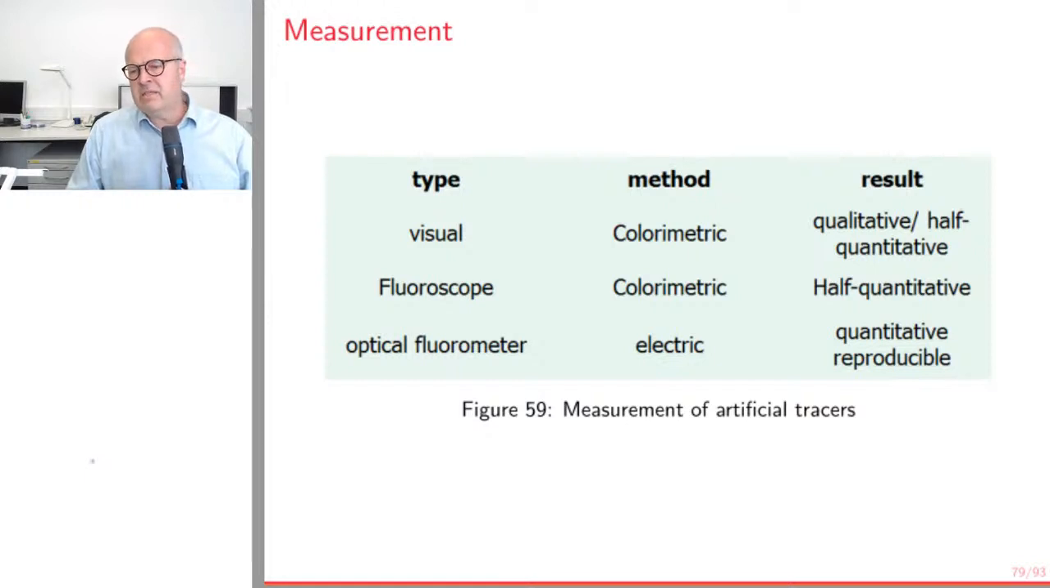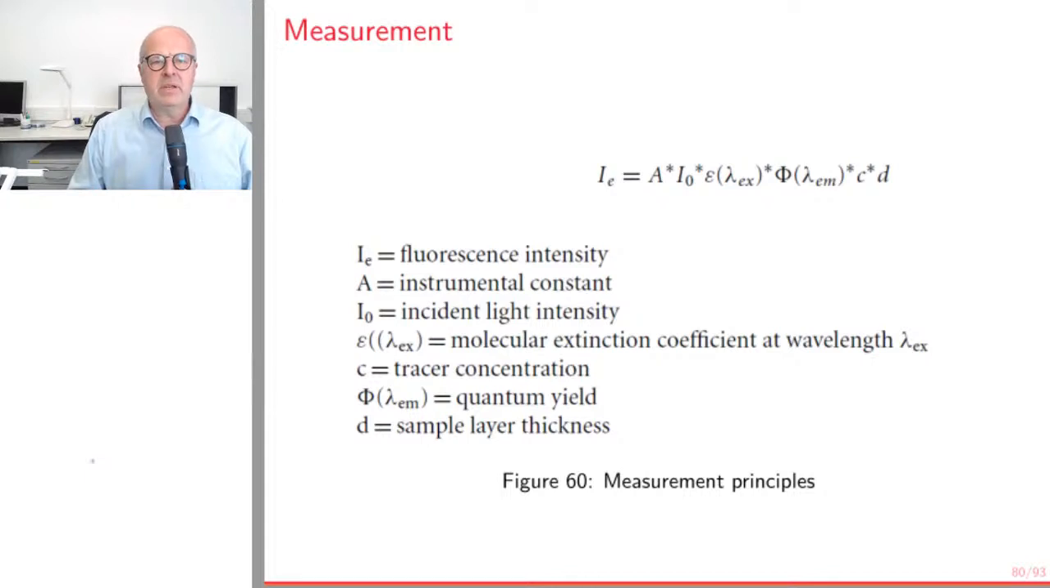Now, there is some material on how to measure tracers. Basically, we have old traditional methods, visual inspection, still used a lot by engineers, fluoroscope, which is not used anymore, and optical fluorometers. They all use the same principle, that the intensity is related to the tracer concentration through this formula. So we try to neglect or assume constant the other elements and try to establish a relationship between intensity and tracer concentration, basically.